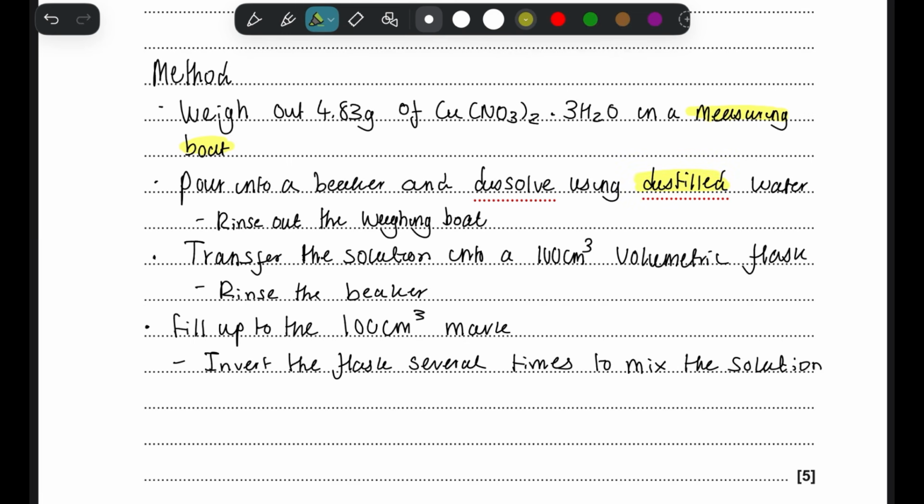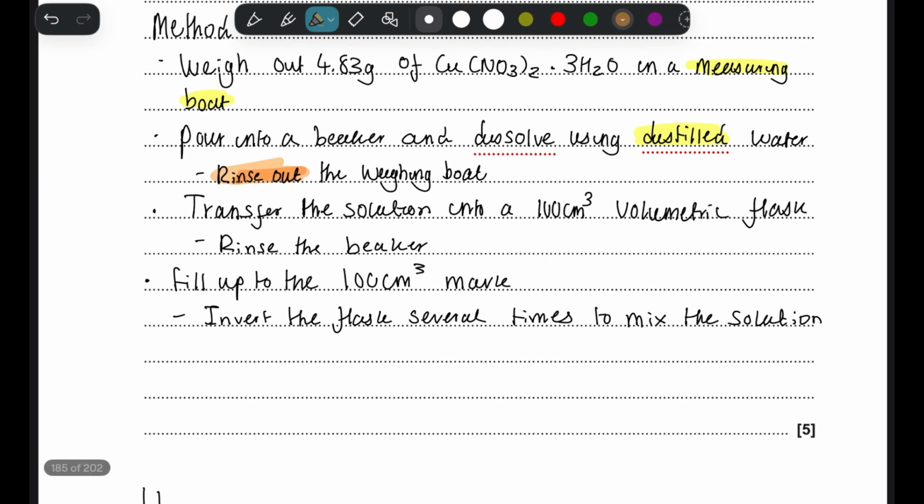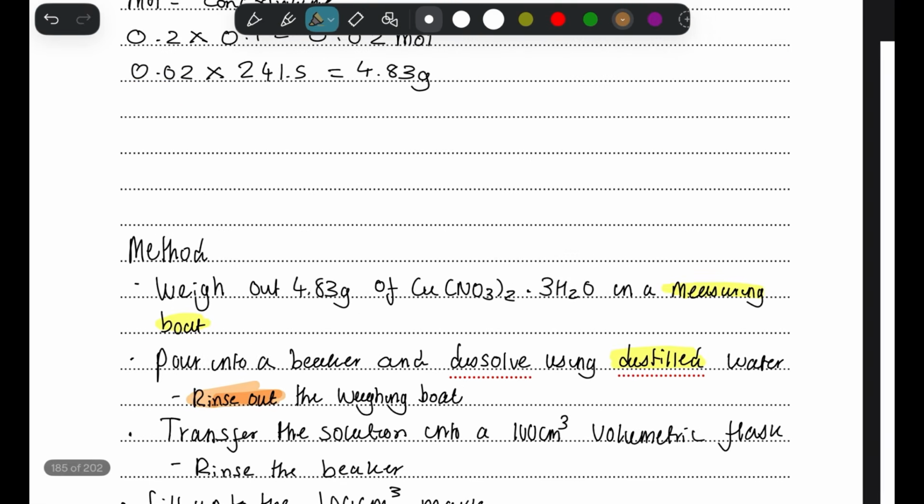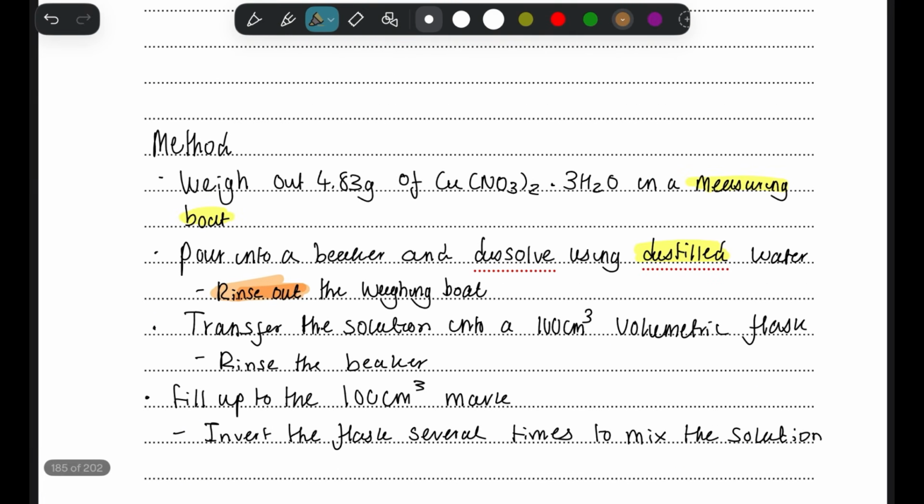Another really important point, we'll highlight this in a different color. They love it when you say rinsing out. So when I say we're going to rinse it out, then we're transferring it into, because we're making a 100 centimeter cube solution, a 100 centimeter cube volumetric flask. And again, remembering, rinsing out the beaker.